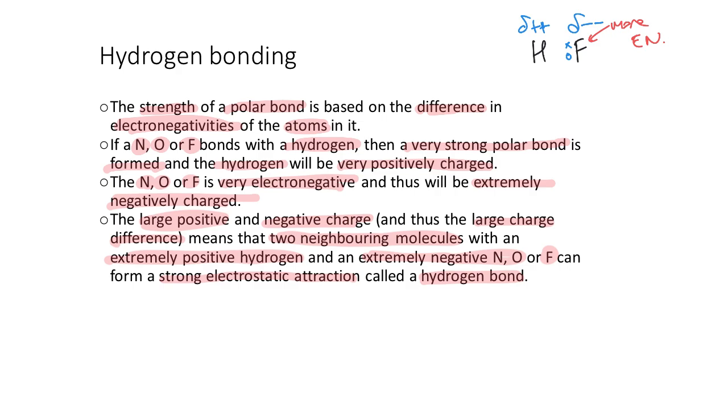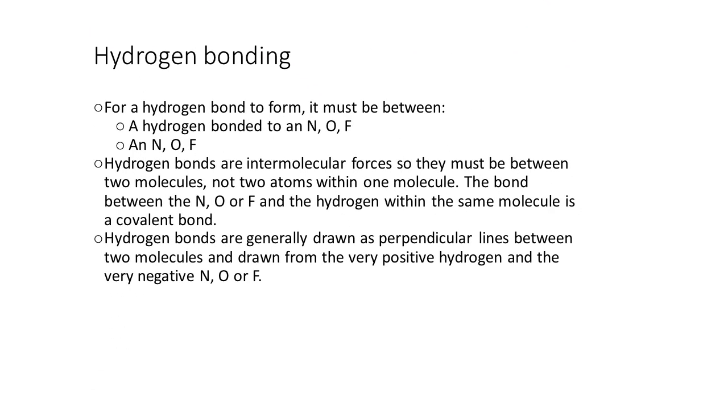Let's move on. For a hydrogen bond to form, you must have a hydrogen bonded to an N, O or F, and another N, O or F. We have to remember that hydrogen bonds are intermolecular forces, so they must be between two molecules, not two atoms within one molecule. The bond between the N, O or F and the hydrogen within the same molecule is still a covalent bond.